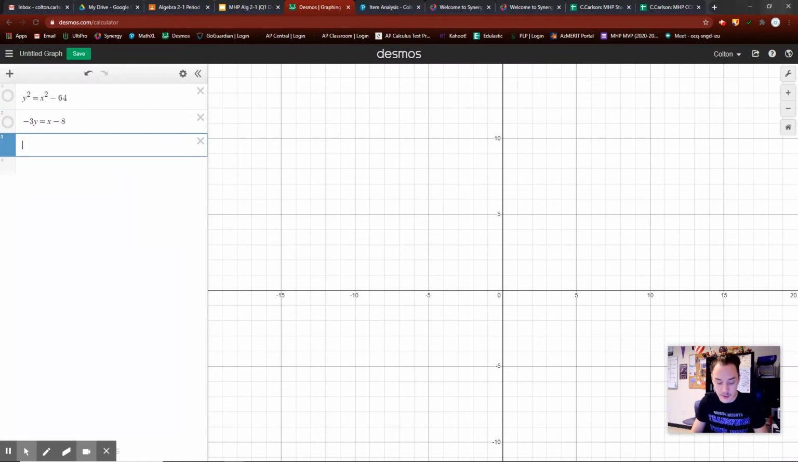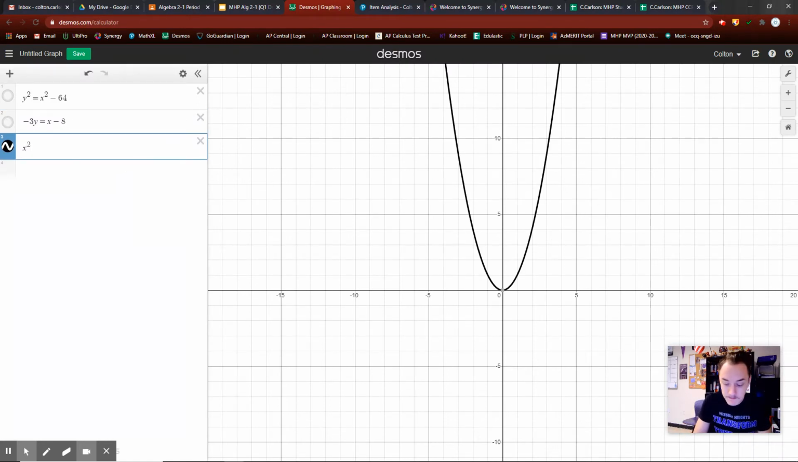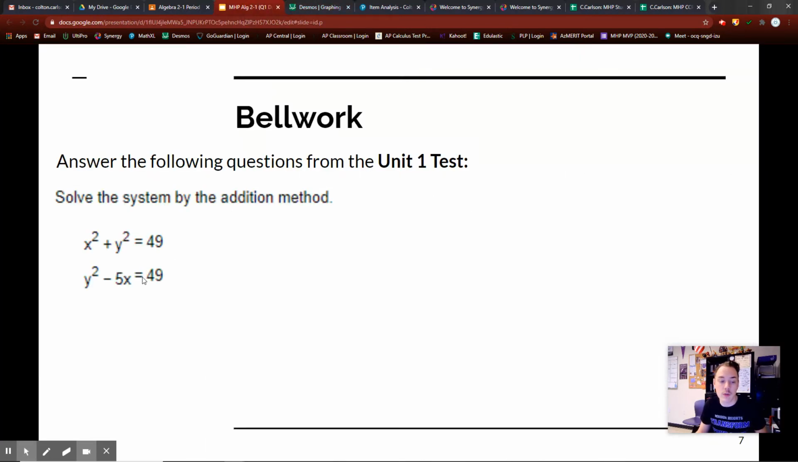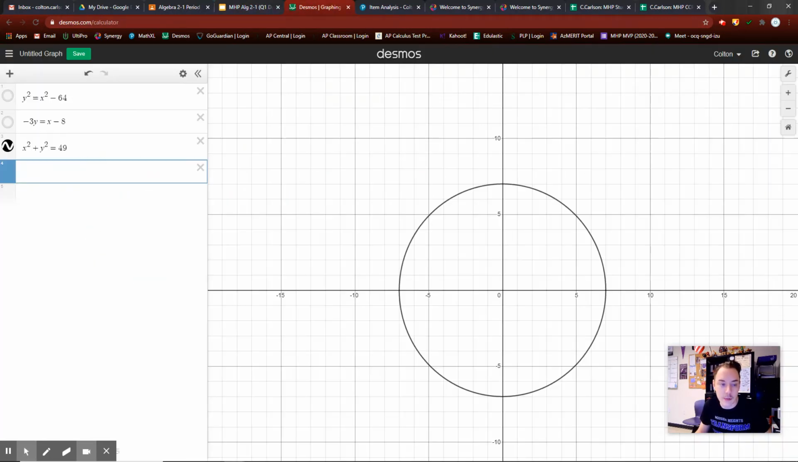Now, if you're familiar with your geometry, first thing you should notice is this. It's a circle. Okay, I already knew it was a circle. This has a radius of 7, which is why you have a point right here. So 1, 2, 3, 4, 5, 6, 7. You have a radius of 7 because 49, the square root of that is 7. Okay, so my next equation is y squared minus 5x equals 49.